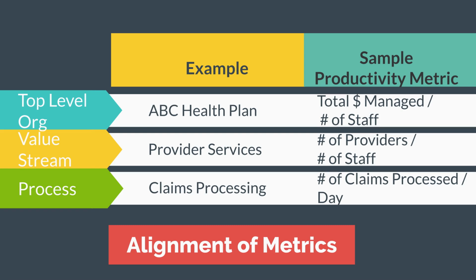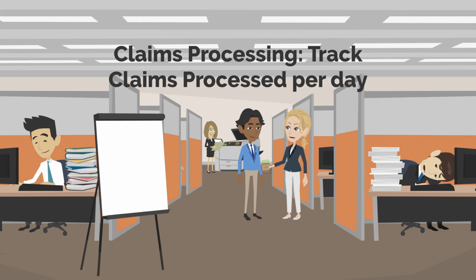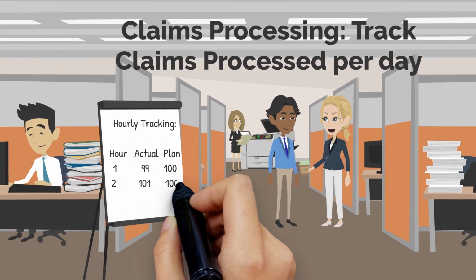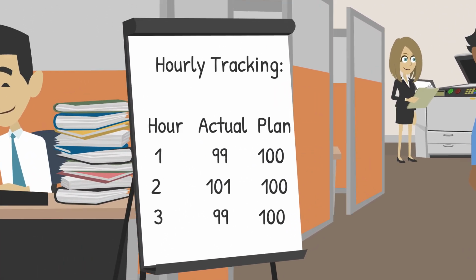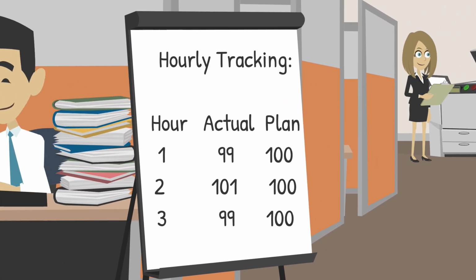At the value stream level, let's call it provider services. This value stream handles activities related to healthcare providers. We will track the number of providers per staff in this value stream. This is a similar productivity metric. Now, when we get down to the process level, let's look at one key process, and that will be claims processing. We will track the number of claims processed per day. We might also track hourly claims processed per staff member.